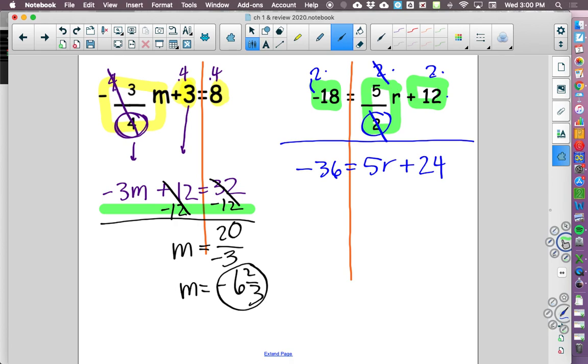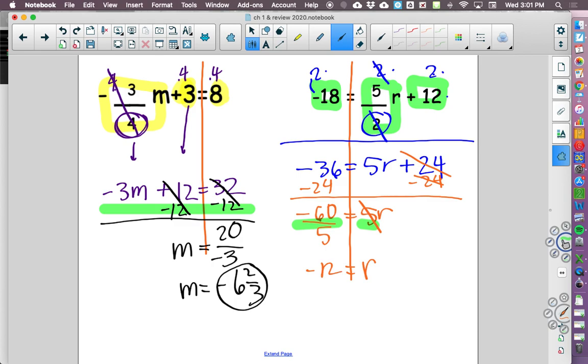From here, we are back where we started. Two-step equation. Move the part that's not connected. 5r equals negative 60. And then we're going to move the part that is connected. Divided by 5. So r equals negative 12. So that's how we're going to use fractions to be our friends. If you have any problem that has fractions in it, we can use this method to eliminate.